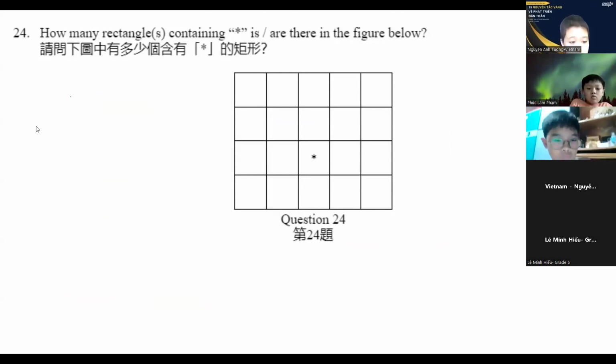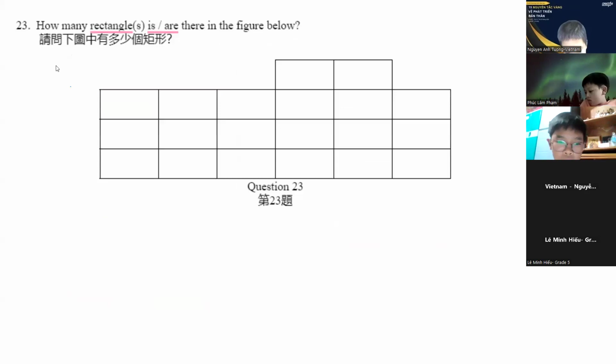Yes, I have a question. Okay, what's your question for 23? What was the answer? It should be 138 for 23. Does one singular square count as a rectangle? Yes, it counts as a singular rectangle.